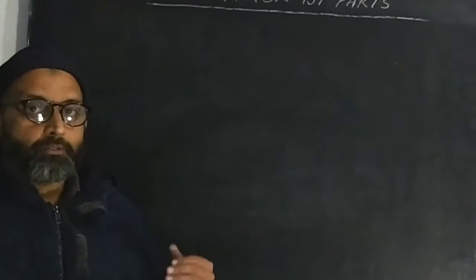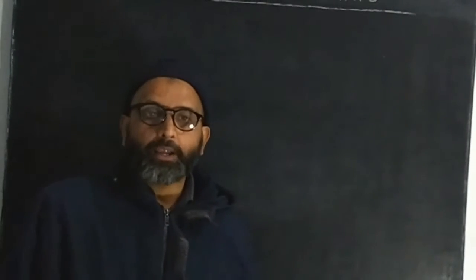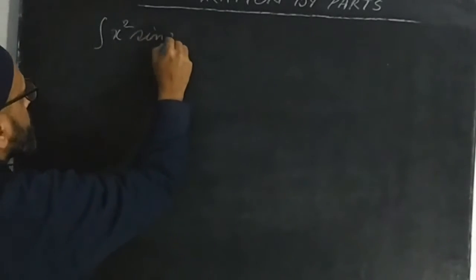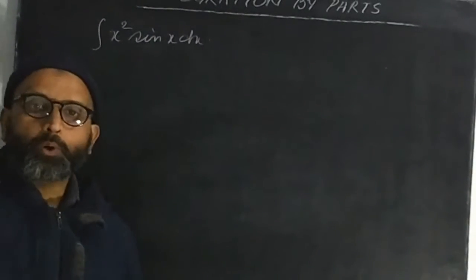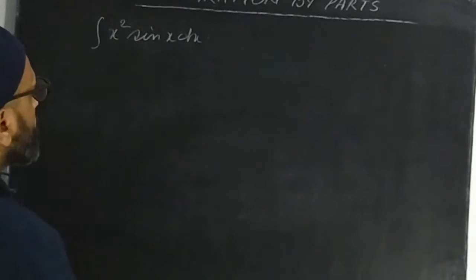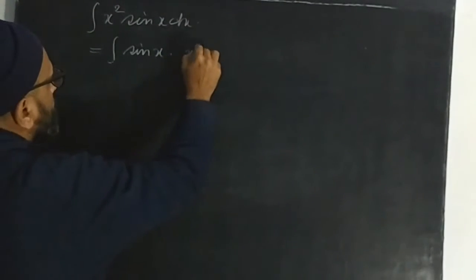Now let me tell you one very important point here, that the sequence of the functions in this method is extremely important. That means assuming the first and the second function is very important, that is, which function we are assuming as the first function and which function we are assuming as the second function. This is extremely important. As you see, we have integrated x square sin x dx easily within 3 or 4 steps. Now let's see what happens if we change the sequence of the functions, sin x into x square.